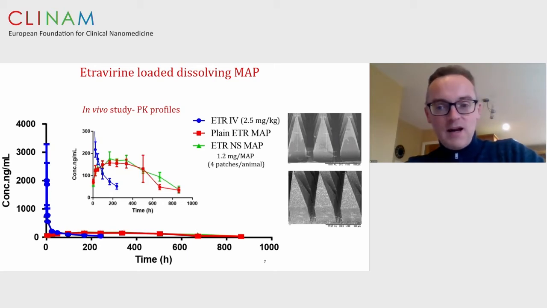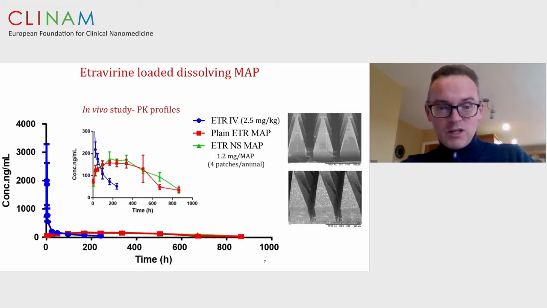Next example that we studied was etravirine, where in this case there was no nanosuspension injection to compare. So what we wanted to do here was just see, is this sort of 200 to 300 nanometer nanosuspension necessary to make these microneedles? Or can you just take the drug powder out of the bottle, mix it with the gel, and actually form the microneedles and get similar pharmacokinetics?